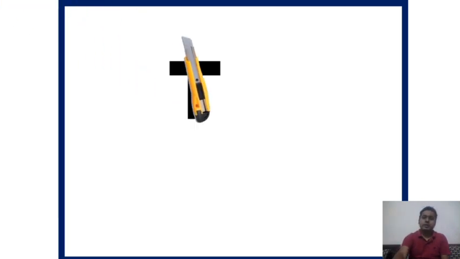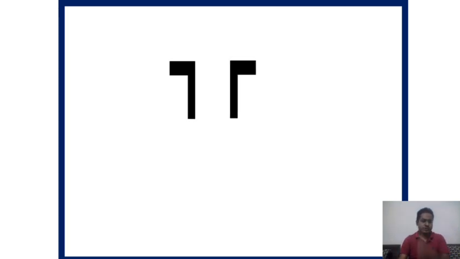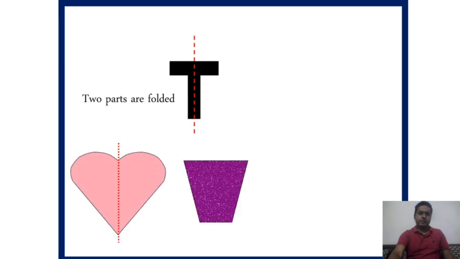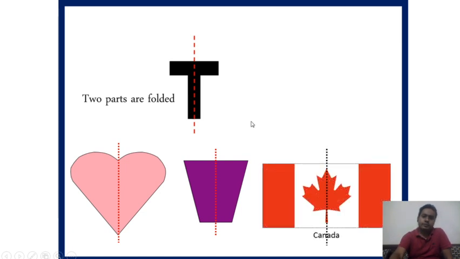Okay, you can see the figure. This is the English alphabet T. If we divide it into two parts, then both shapes are similar. It also has symmetry, a line of symmetry. If any shape or figure is divided into two similar parts by a line, this is called a line of symmetry. And this is also a line of symmetry.